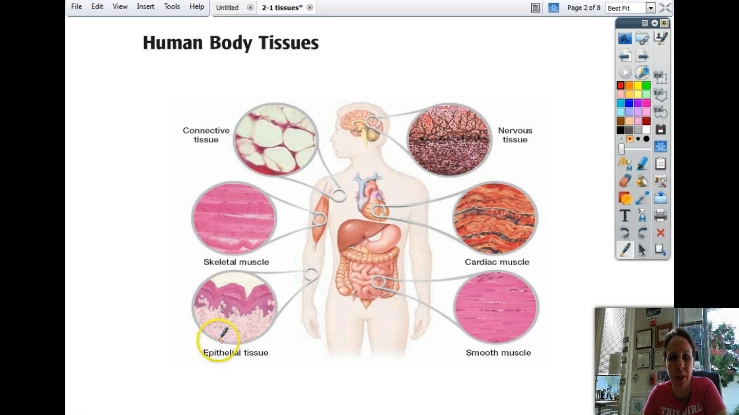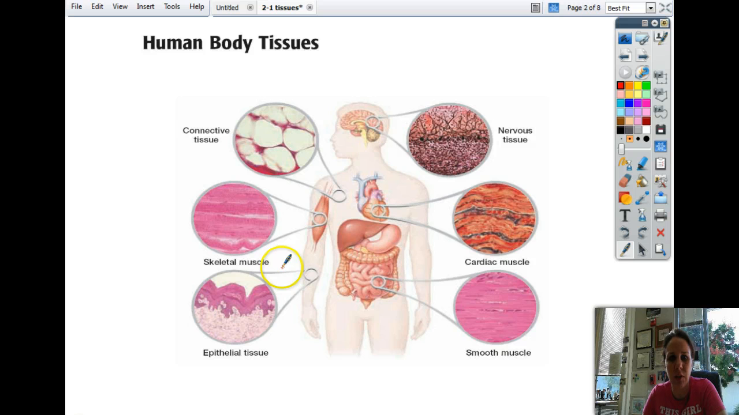So we have epithelial tissue, which makes up your skin. Skeletal muscle, muscular tissue, which makes up your voluntary muscles, your heart muscles, and also your smooth muscles. We have connective tissue, which, as you can guess, connects the different parts of your body together and kind of fills in all the blank spots. We have nervous tissue over here, which makes up your brain, spinal cord, and all the nerves.